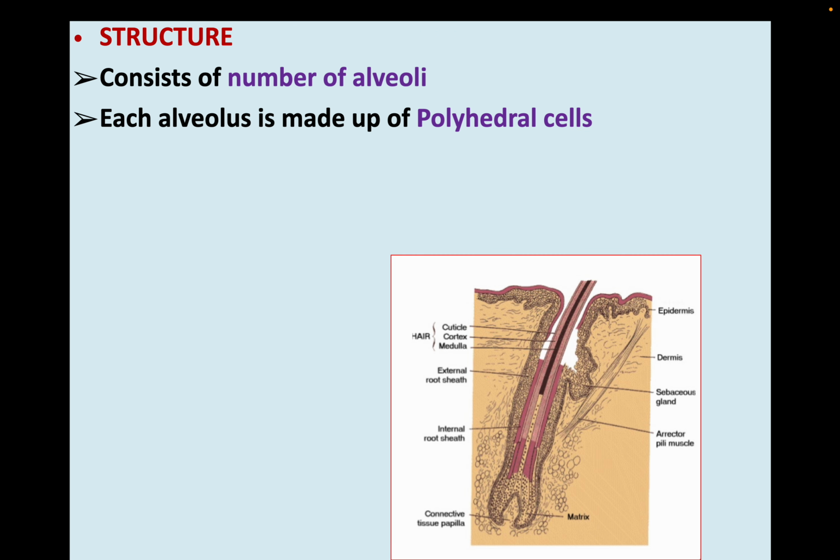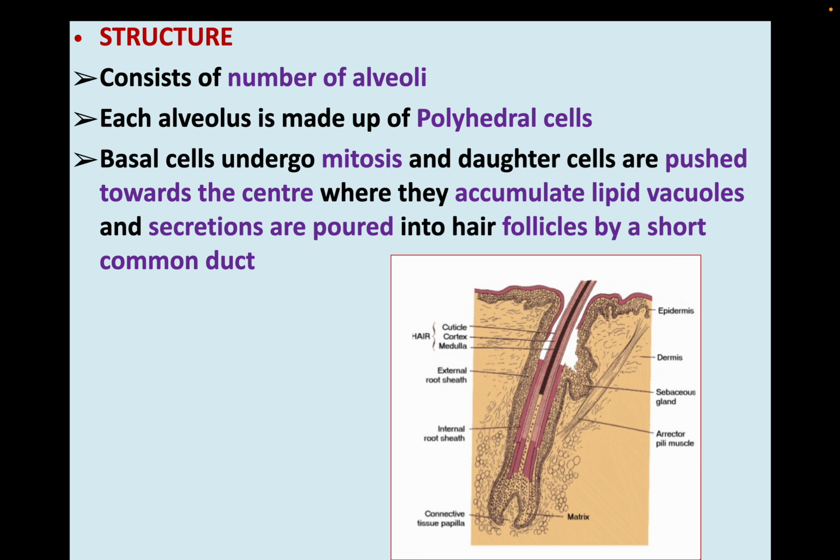Coming to the structure of the sebaceous gland, it consists of a number of alveoli, you can see here. Each alveolus is made up of polyhedral cells. Basal cells undergo mitosis and daughter cells are pushed towards the center where they accumulate lipid vacuoles, and secretions are poured into the hair follicle by a short common duct.